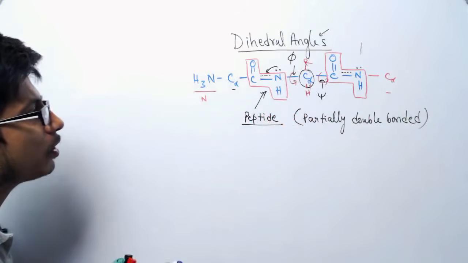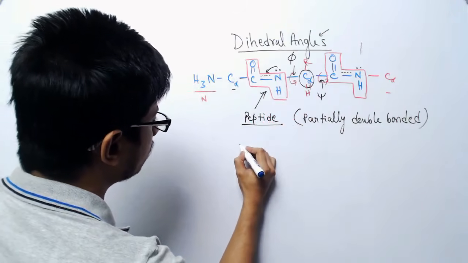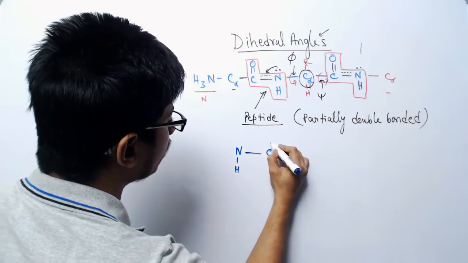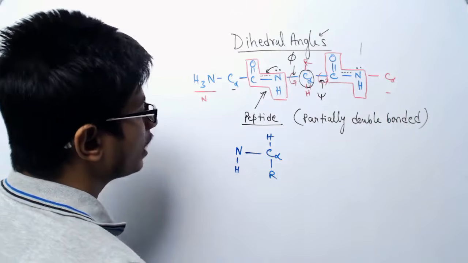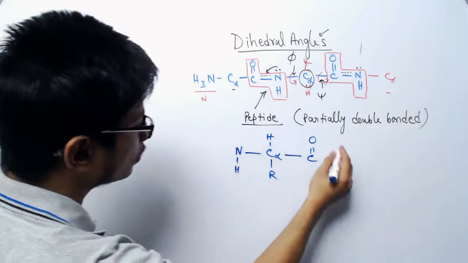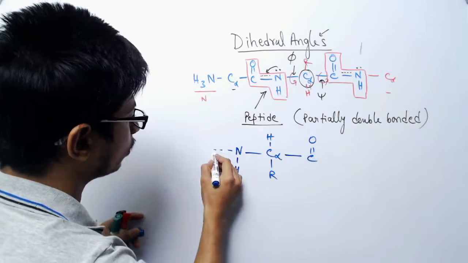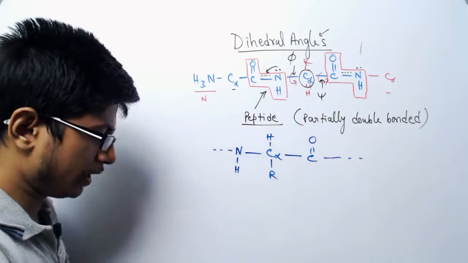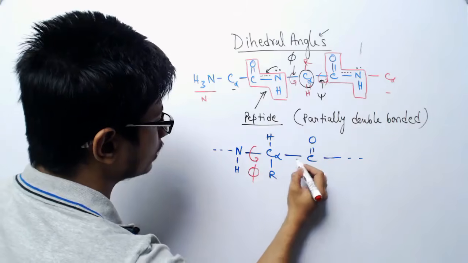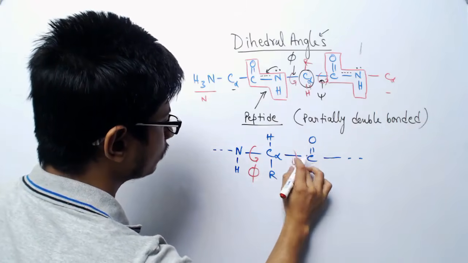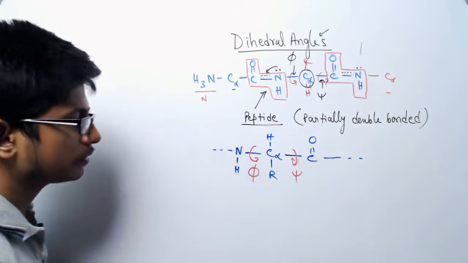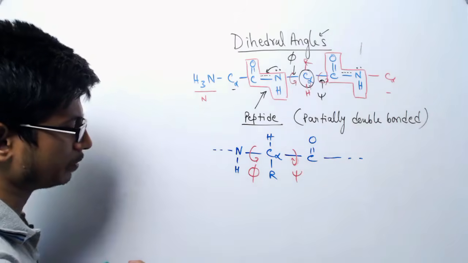Now let me draw that small section only, between this nitrogen hydrogen linked to the alpha carbon. Now remember, the alpha carbon has a hydrogen, it also has an R group attached, then we have this. Okay, so this is where they have all those bonds. So let me draw them. This is where they have the Phi bond, and this is where they have the Psi bond. Okay, so these are the two rotational planes that are possible.